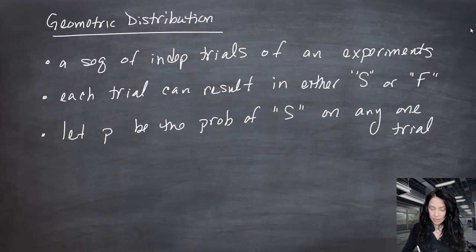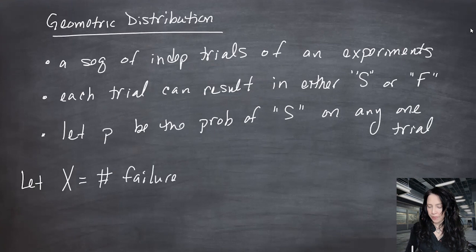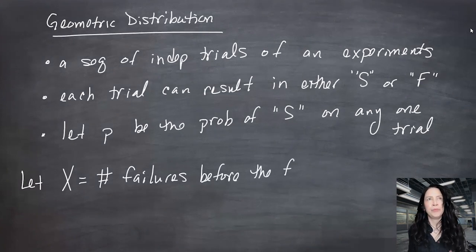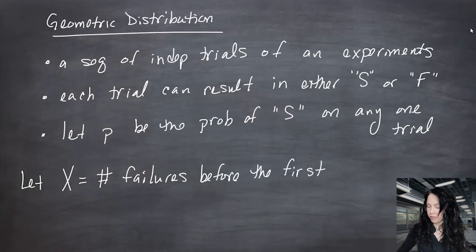So we're going to let a random variable X be the number of failures before the first success. And if you are thinking, don't you mean the number of trials until the first success? You wouldn't be wrong. These are both called the geometric distribution. We're going to need both of them at some point, but I'm going to start with this one because this is the one we need today. So the number of failures before the first success.